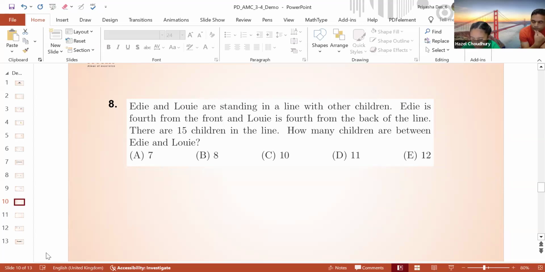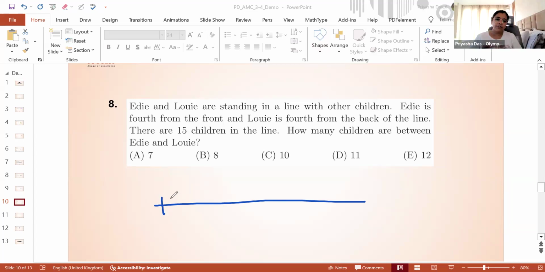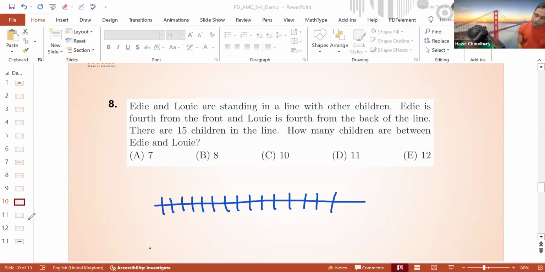15 children in the line. You have the total number given to you already. You have to draw this out, Hazel, on the paper for your understanding. Okay, if there are 15 children in a line, it'll take longer to count. So I think I'm supposed to just draw 15 children. 1, 2, 3, 4, 5, 6, 7, 8, 9, 10, 11, 12, 13, 14, 15.